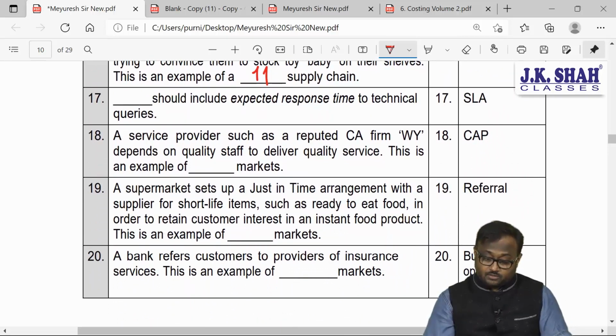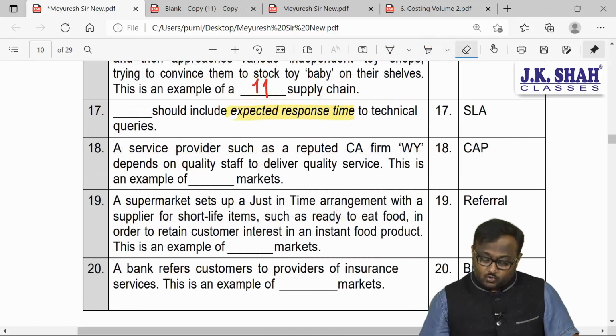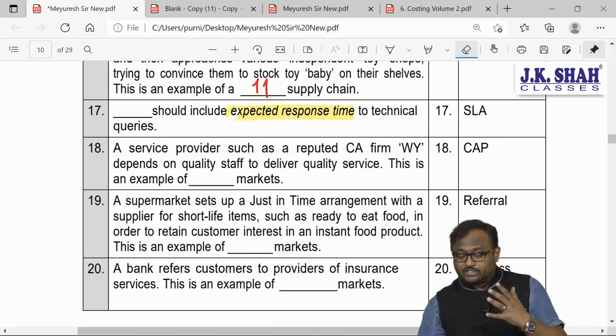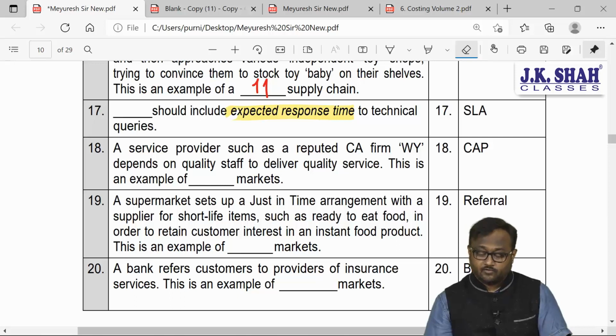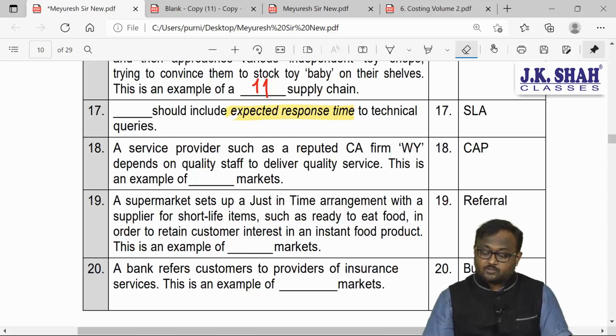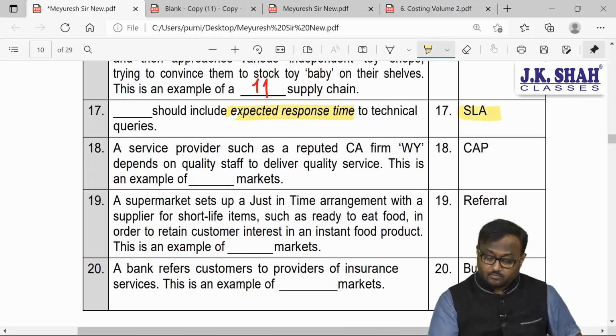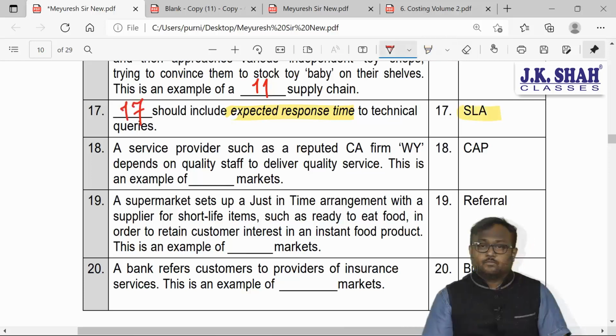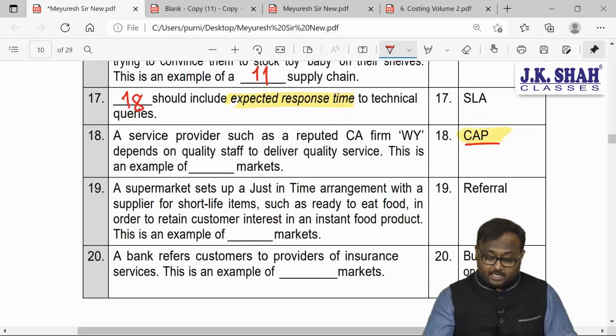Dash should include expected response time. So basically you're talking about expected response time for solving technical queries. If you're talking about expected response time, what should include? Your agreement should include that time. Your service level agreement must include response time. Expected response, how much time will they take to respond, that should also be part of the agreement. So it is 17.